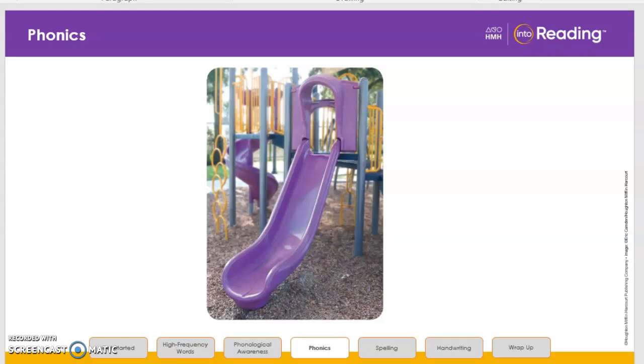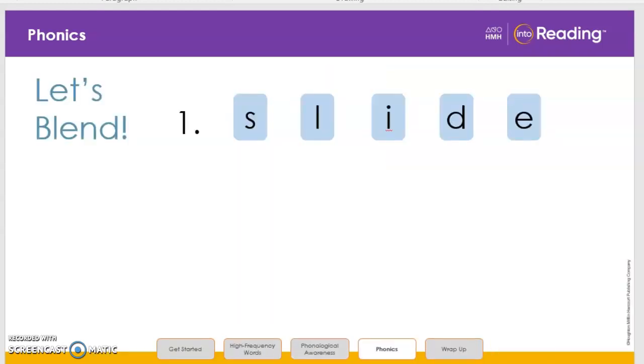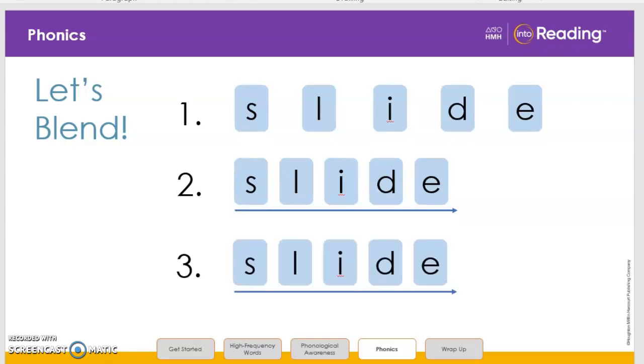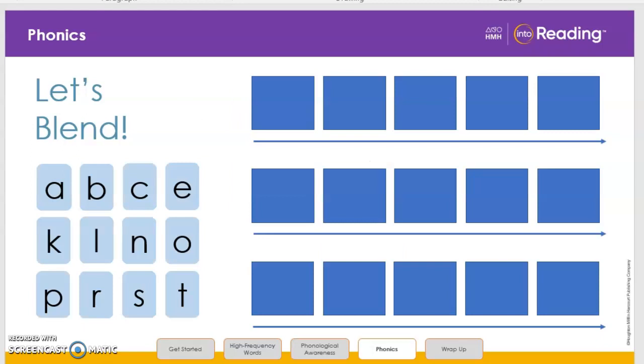Slide. Say the sounds with me. Notice that it has a silent E, so you will not hear that sound. Let's blend it together. Slide. Super. Now let's look at some more words.